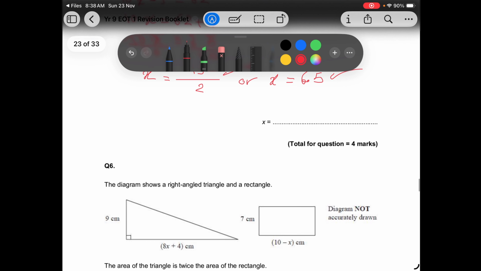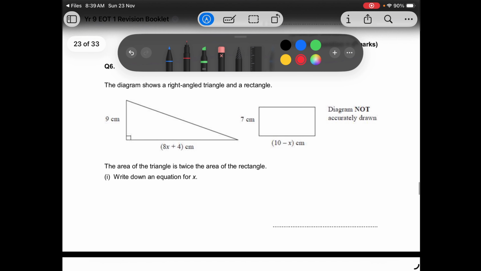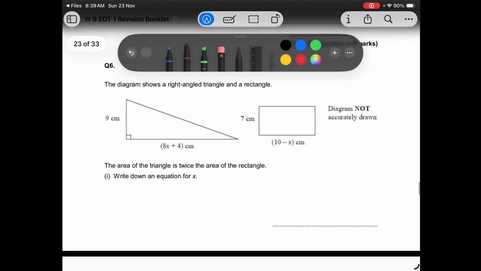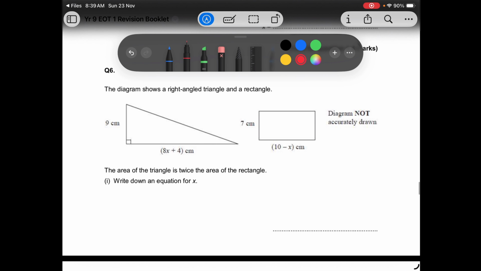Okay guys, next problem we have here, long story. So here students, the diagram shows a rectangle and a right triangle.